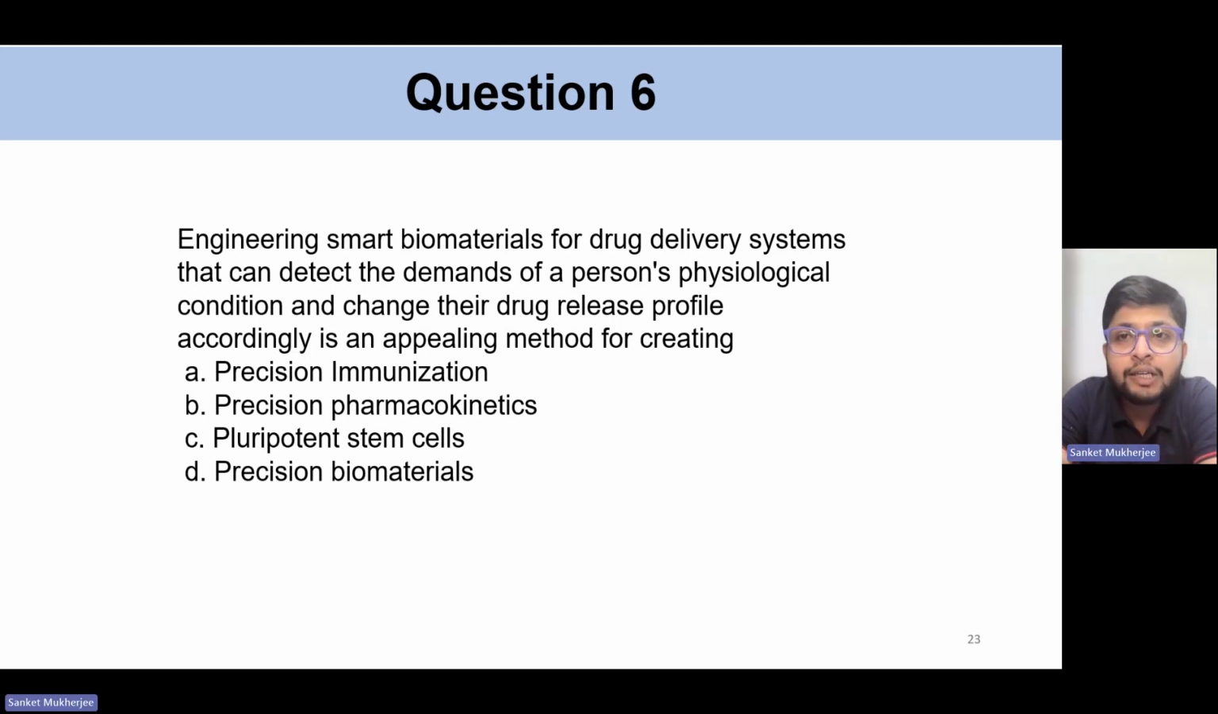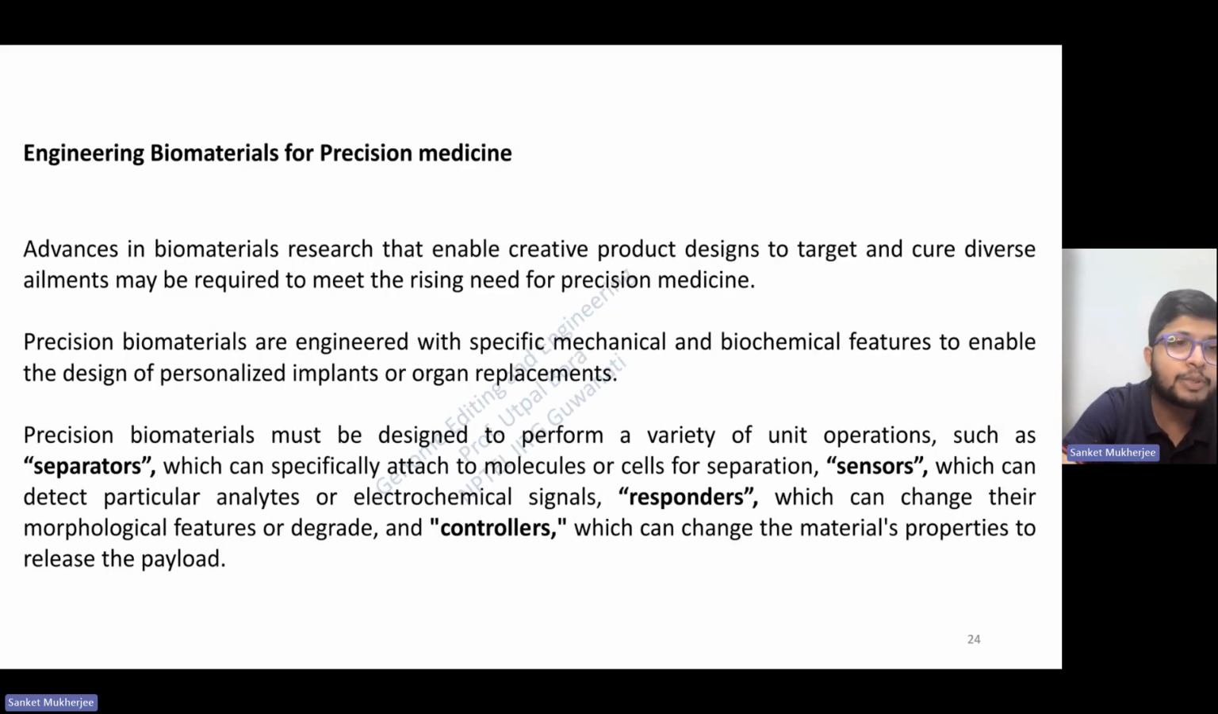Okay. So engineering smart biomaterials for drug delivery systems that can detect the demands of a person's physiological condition and change their drug release profile accordingly is an appealing method for creating precision pharmacokinetics. So the very fact that the drug loading, drug release profiles, and the kinetics involved is pharmacokinetics. So let's see what precision pharmacokinetics is.